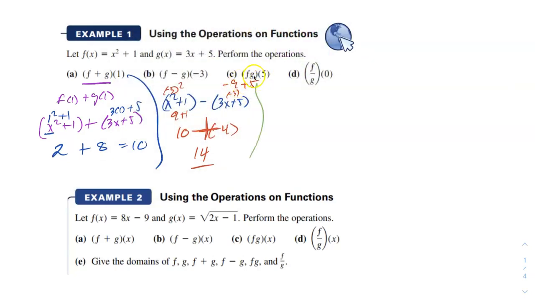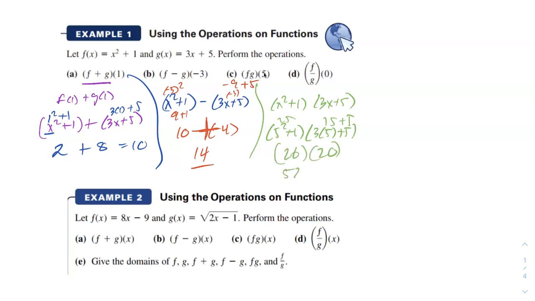The next one, f times g, so we want to multiply: x squared plus 1 times 3x plus 5. Now again, instead of multiplying these out, I'm just going to substitute 5 in, which it wants me to do. So 5 squared plus 1 times 3 times 5 plus 5. You get 15 plus 5, which is 20, times 25 plus 1, which is 26. What is that? 520. Just like that.